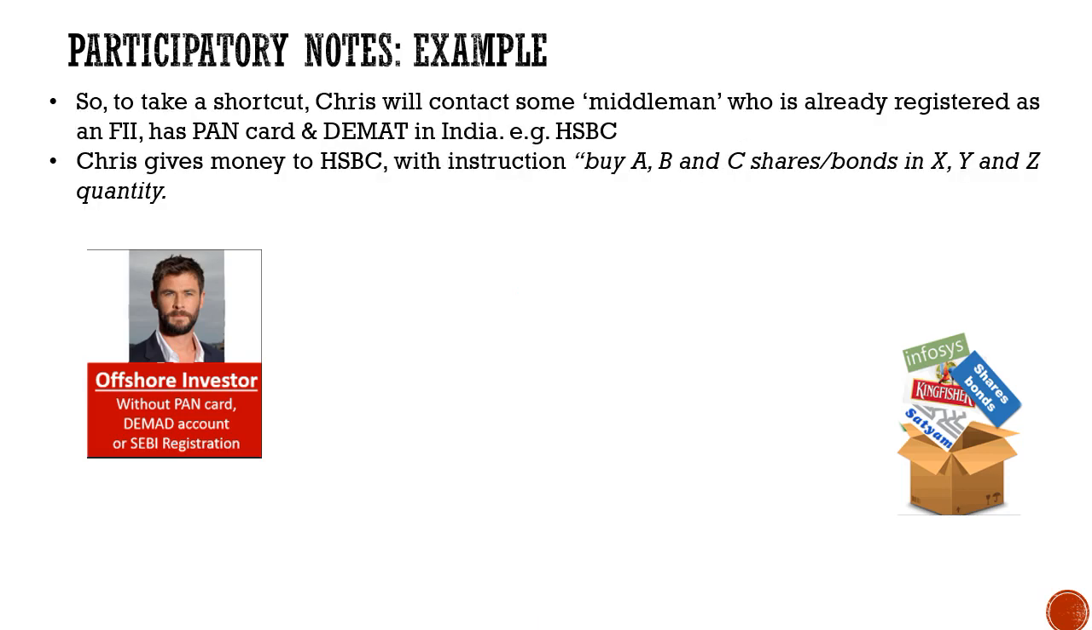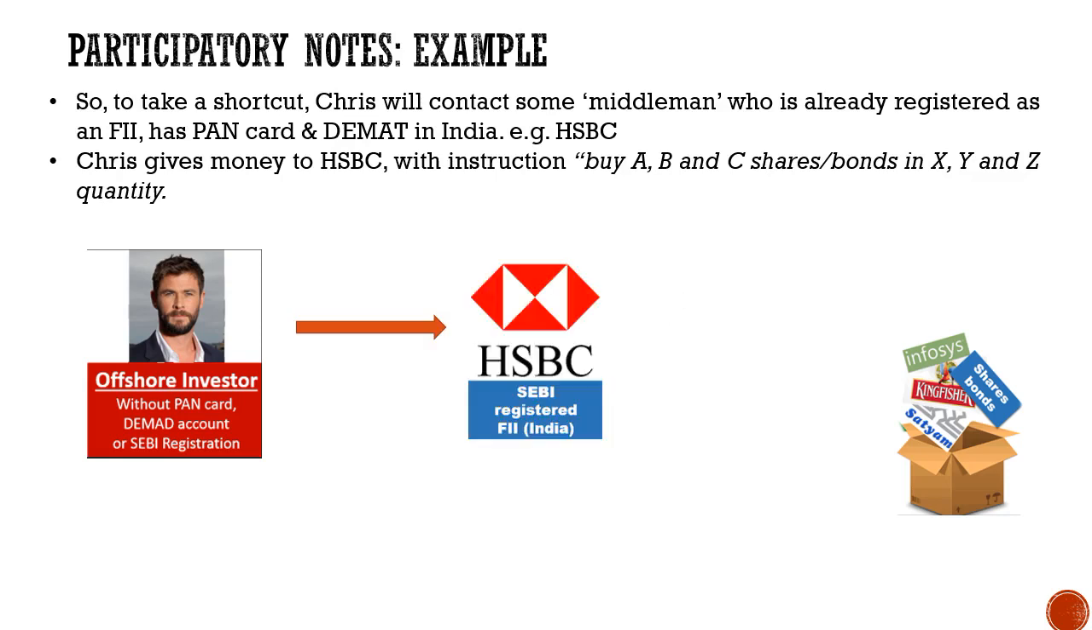So to take a shortcut, what does Chris do? Chris will contact some middleman who is already registered as an FII, has PAN card and demat in India. Let's take an example, HSBC Bank. So HSBC in this case is now the foreign institutional investor. It is registered in India, it has PAN card and demat account in India. Chris will now give money to HSBC with the instructions to buy A, B, and C shares or bonds XYZ in whatever quantity he wants. So now these shares will be bought by HSBC and that will be the FII's portfolio.